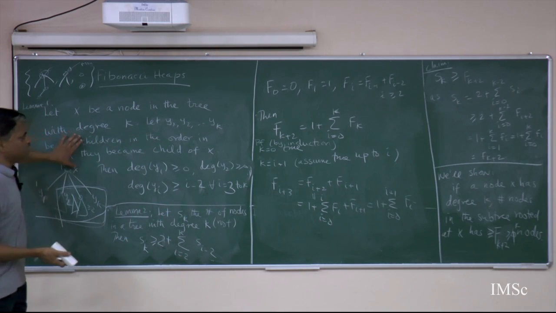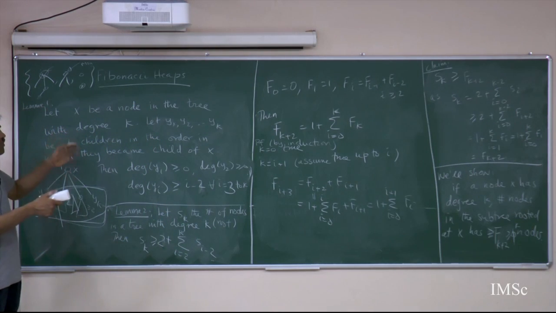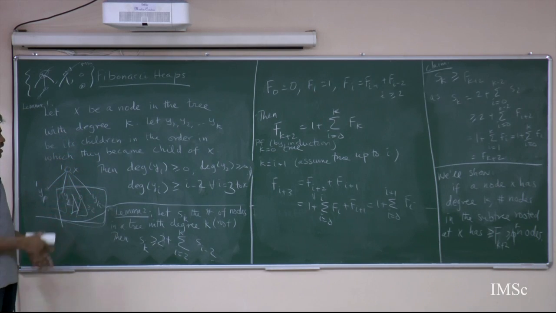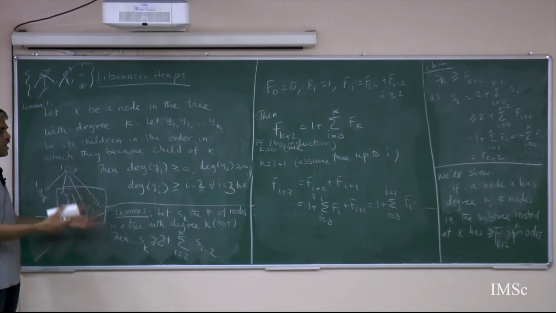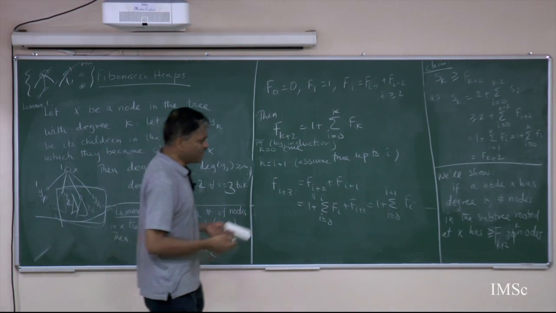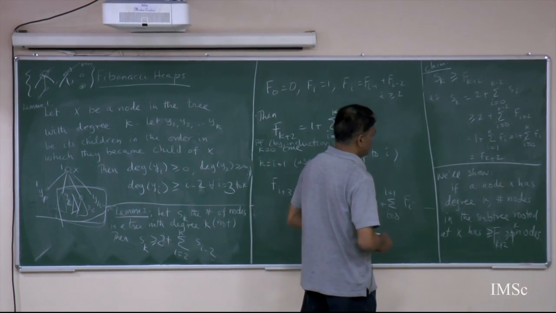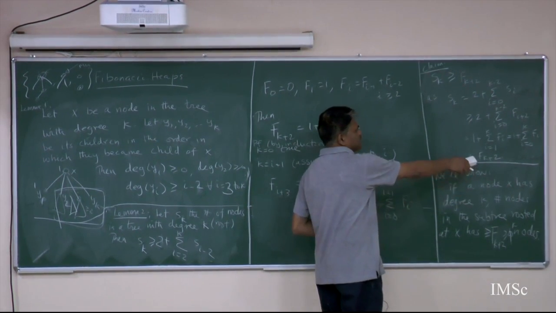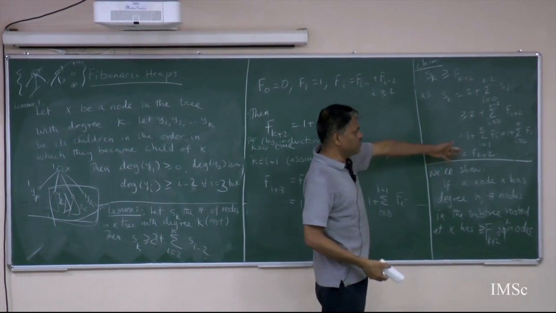Okay, so this is the crucial lemma. Since we are not doing arbitrary cuts, the degrees still remain very large, and hence the number of nodes will remain large. That's the idea. And independently, one can show that the kth Fibonacci number.